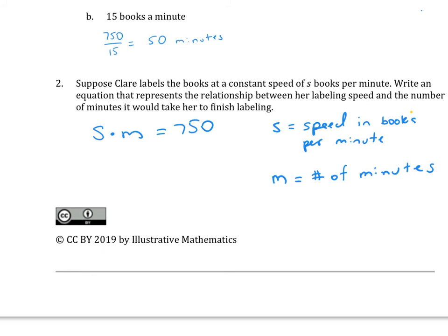Another equation that you could potentially have is the number of minutes is equal to 750 divided by S. And that's kind of what I did to figure out question 1. I used that equation. Keep in mind that the 750 is the fixed value in this case, whereas the M and S can change depending on the speed or the number of minutes you have.